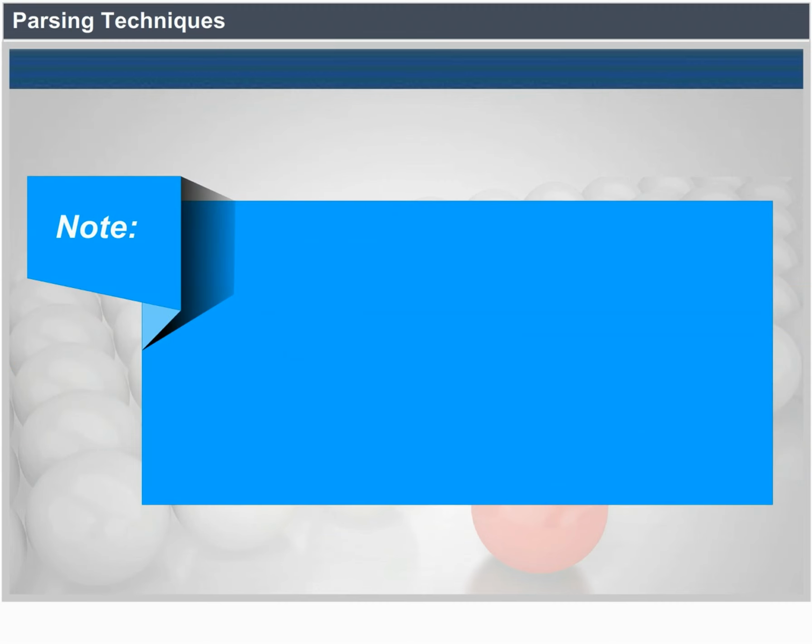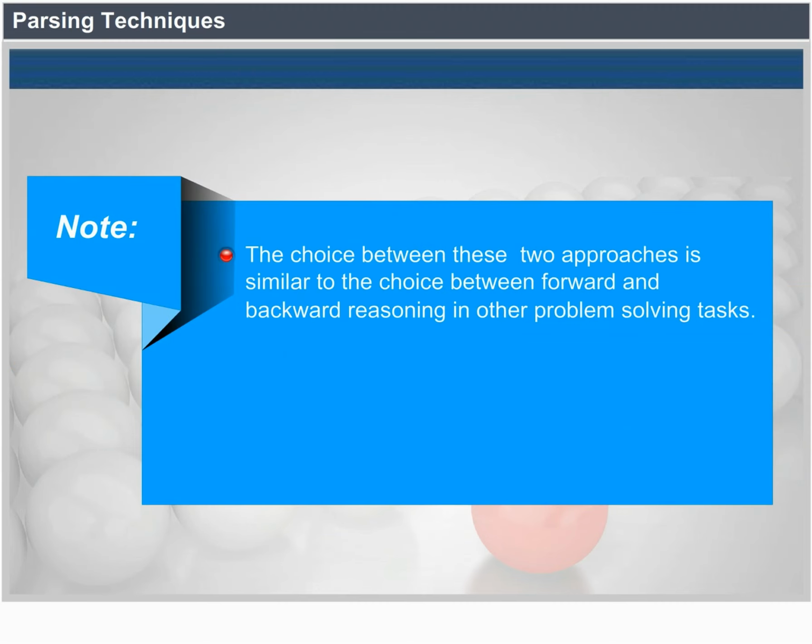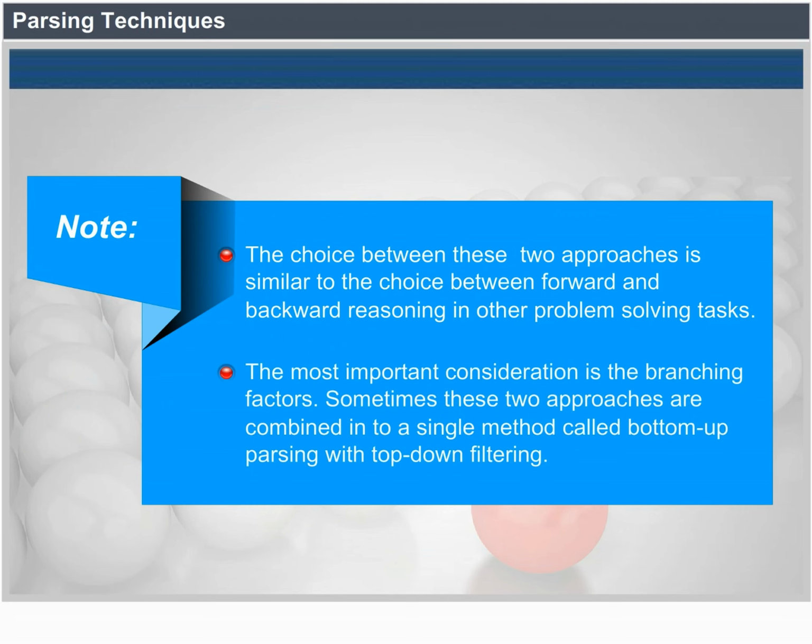Note: the choice between these two approaches is similar to the choice between forward and backward reasoning in other problem-solving tasks. The most important consideration is the branching factor. Sometimes these two approaches are combined into a single method called bottom-up parsing with top-down filtering.